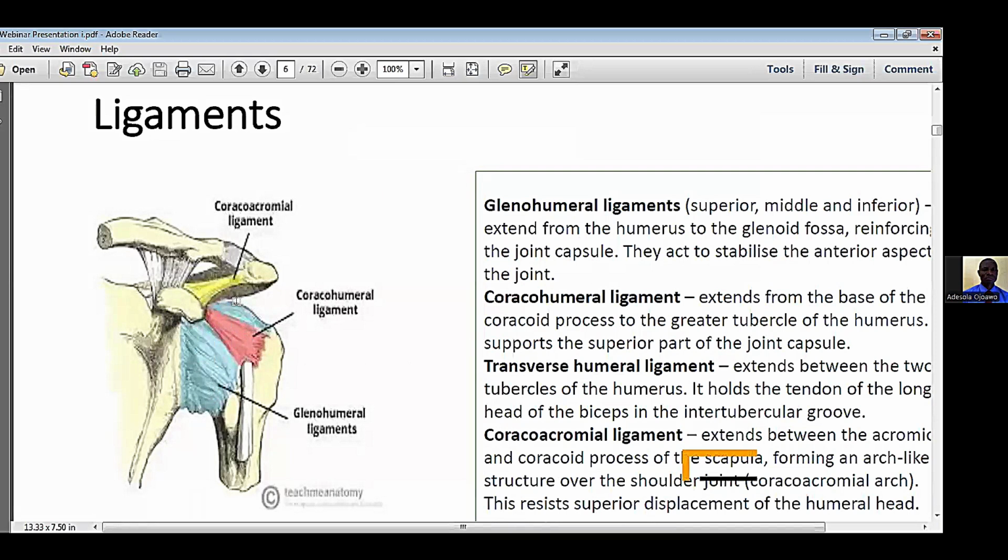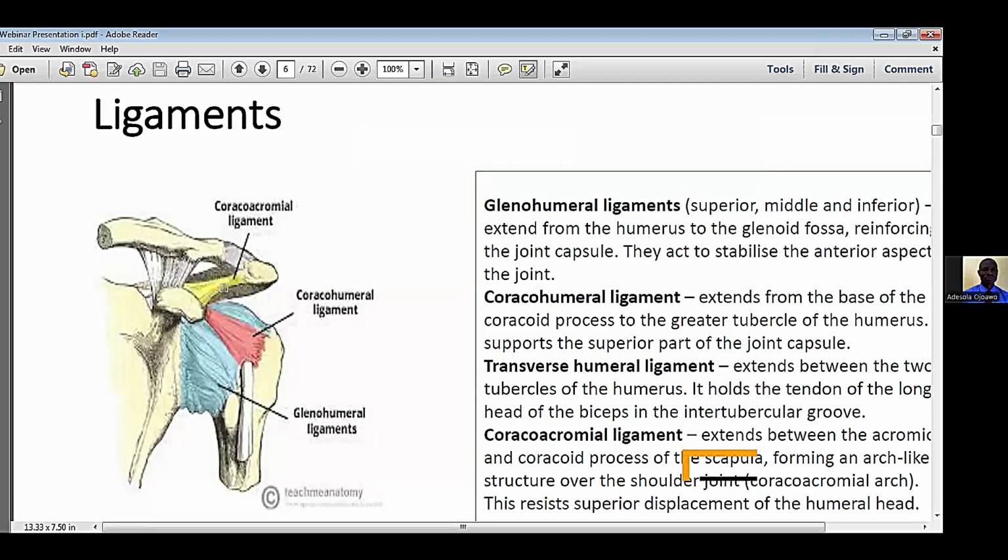And the coracohumeral ligament here as well. And all those ones, they are assisting the capsule. They support the capsule of the shoulder joint to make it strong enough for the work it has been made to do. Along that line as well, we have what we call coracoacromial ligament. And this coracoacromial ligament comes from the acromial process and goes into the coracoid process of the scapula.